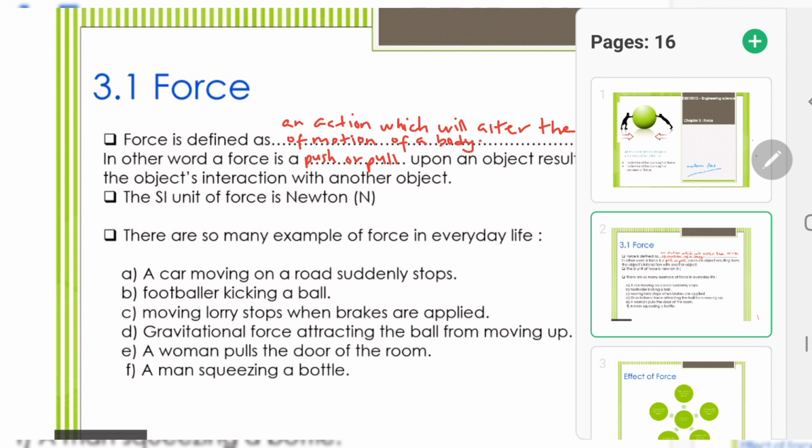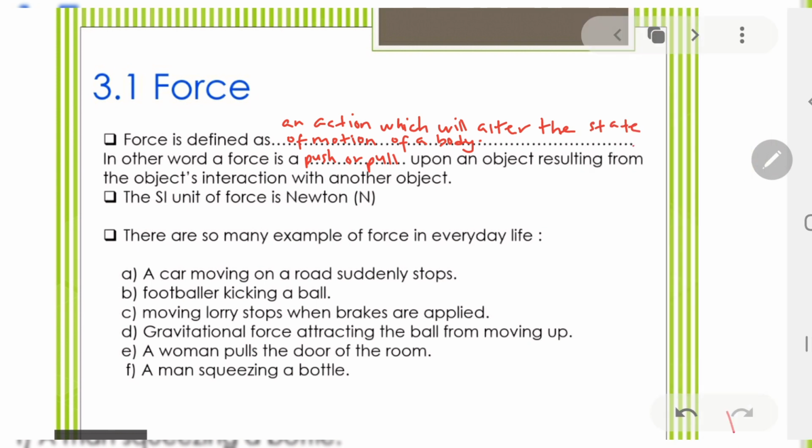So what is force? Force is defined as an action which will alter the state of motion of a body in a straight line. In other words, a force is a push or pull upon an object, resulting in the object interaction with another object. So the SI unit of force is Newton. There are so many examples of force in everyday life. For example, a car that is moving on a road suddenly stops, a woman pulls the door of the room, etc.